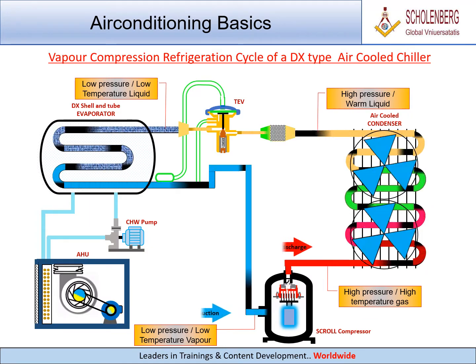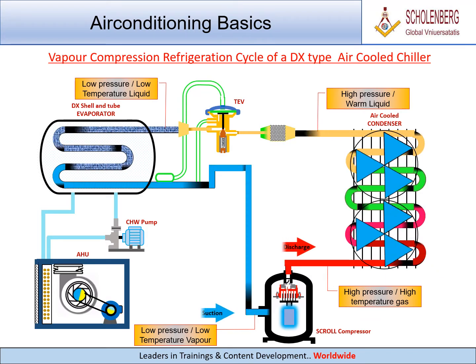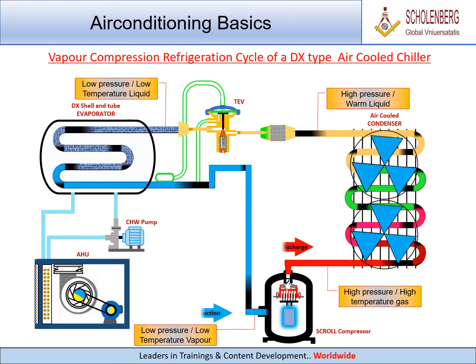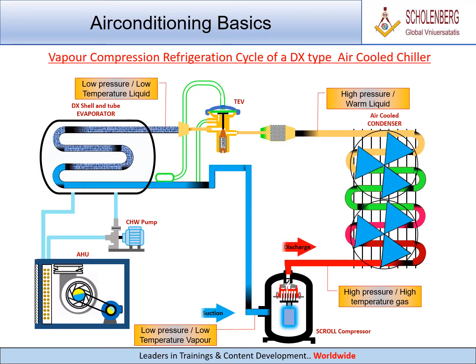The expansion device is generally a thermostatic expansion valve with an external equalizer. It is denoted as TEV. The low-pressure, low-temperature liquid refrigerant leaving the TEV enters a shell and tube evaporator. The refrigerant cools the water in the evaporator, which is then circulated in the AHU cooling coils. Finally, after cooling the water, the refrigerant changes its state to low-pressure, low-temperature vapor. This then enters the compressor through the suction port and the cycle repeats itself.